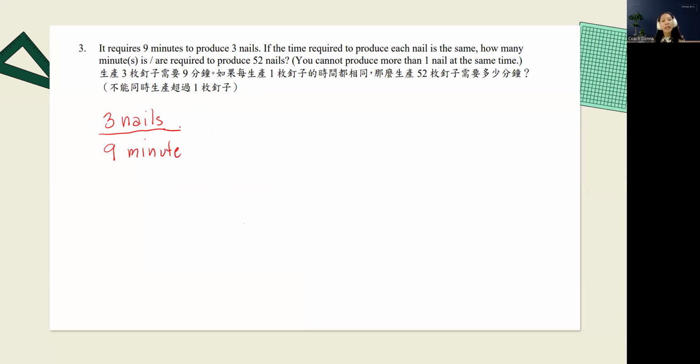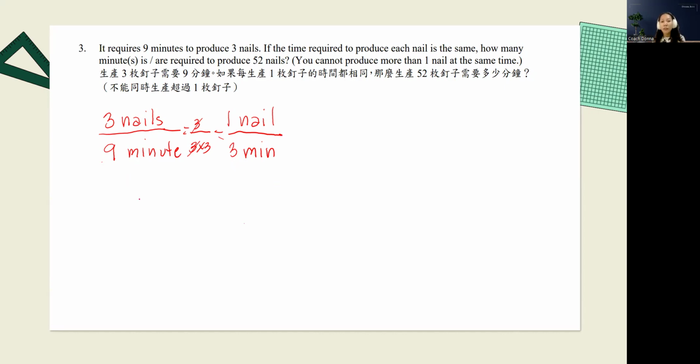So 3 divided by 9, that's 1 nail per 3 minutes, because we know 9 is just 3 times 3. We can actually write it like this: 3 times 3. We can cancel one 3. So what's left? 3 divided by 3 is 1. That's why we have 1 in the numerator, and in the denominator, that's a 3. So that's 1 nail per 3 minutes.